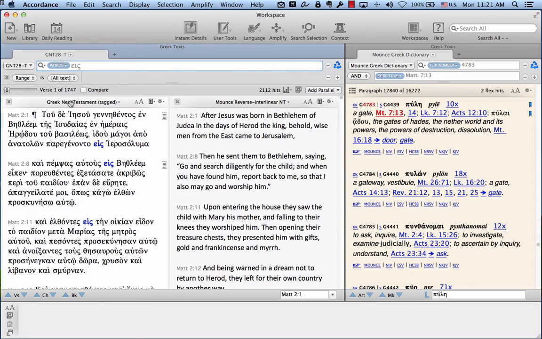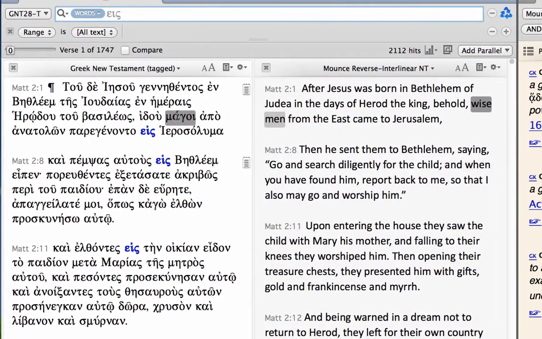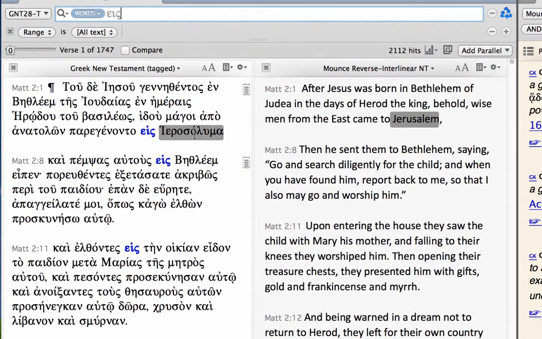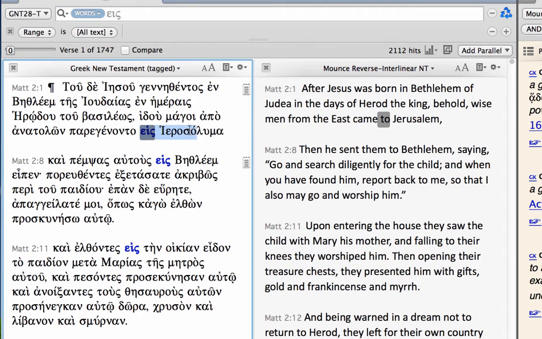And so in Matthew 2:1, you have, behold, the Magi from the east came to Jerusalem. Now, eis is your preposition, and the word for Jerusalem, as you can see down below, is accusative. And so we know that eis takes its objects in the accusative. So here's your preposition, here's your object, and then together, to Jerusalem is your prepositional phrase.